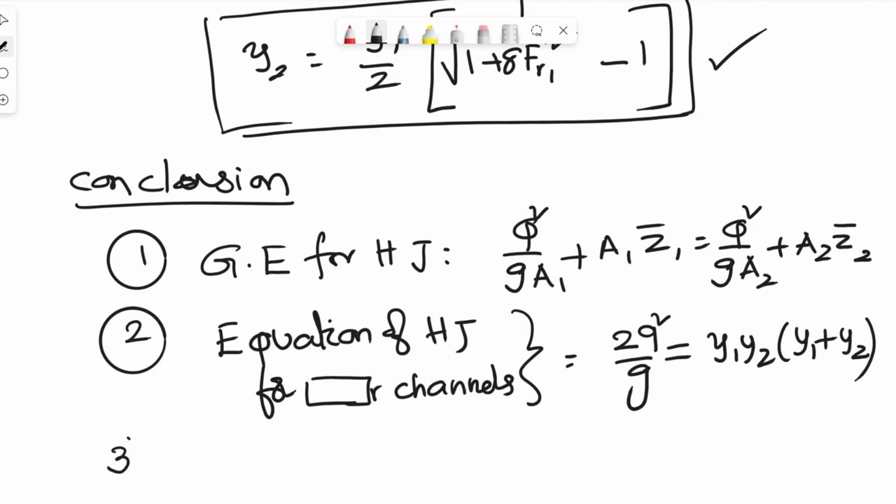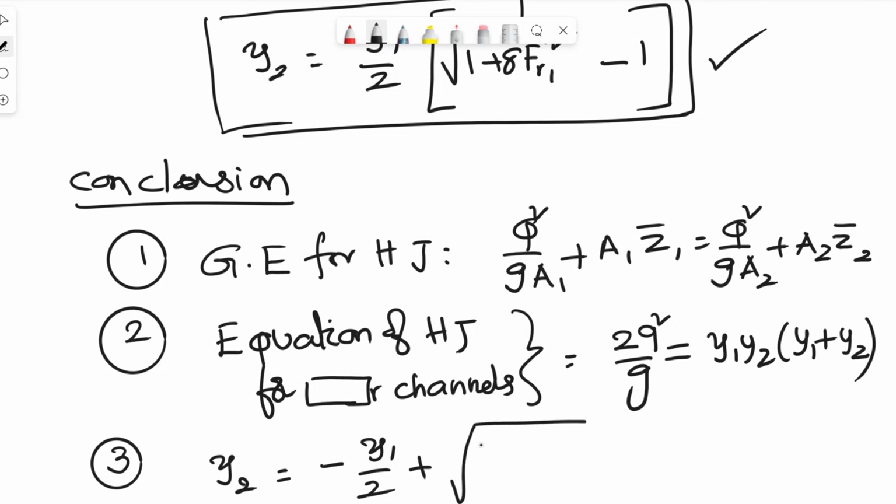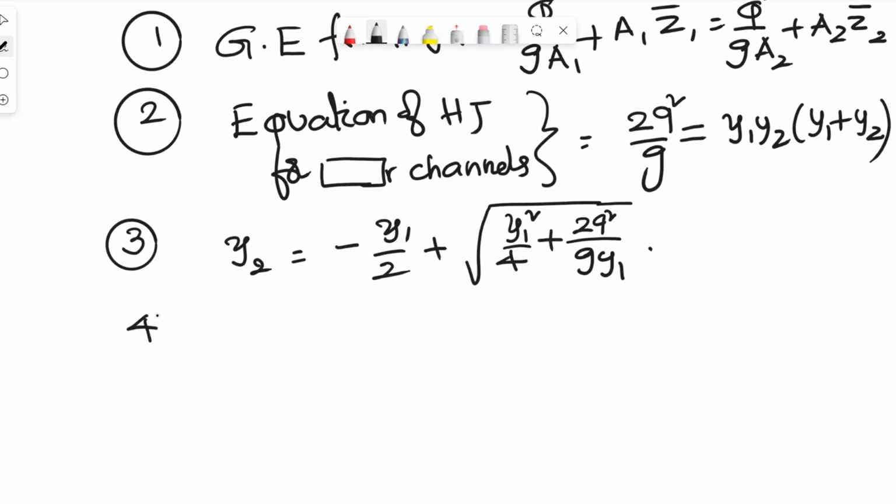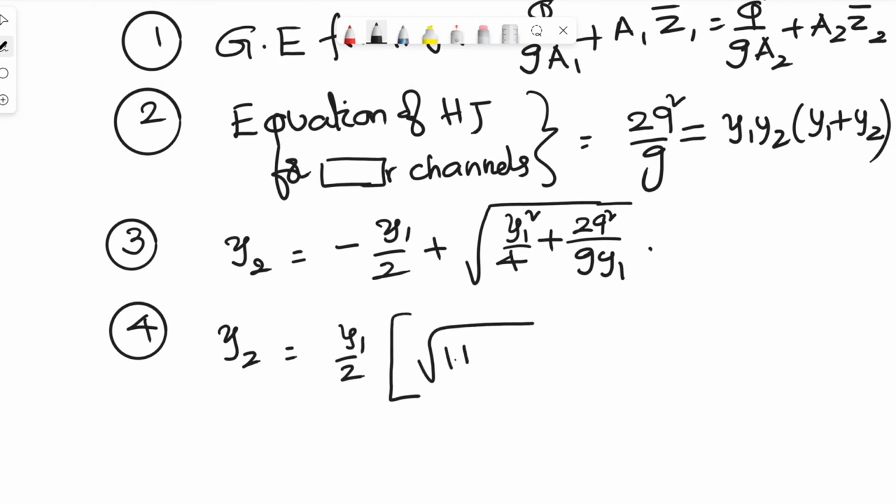Then third equation: y2 is equal to minus y1 by 2 plus square root of y1 square by 4 plus 2q square by g y1. This is next. Then what is the fourth one? Y2 is equal to y1 by 2 into square root of 1 plus 8FR1 square minus 1. So this is the conclusion of this chapter.